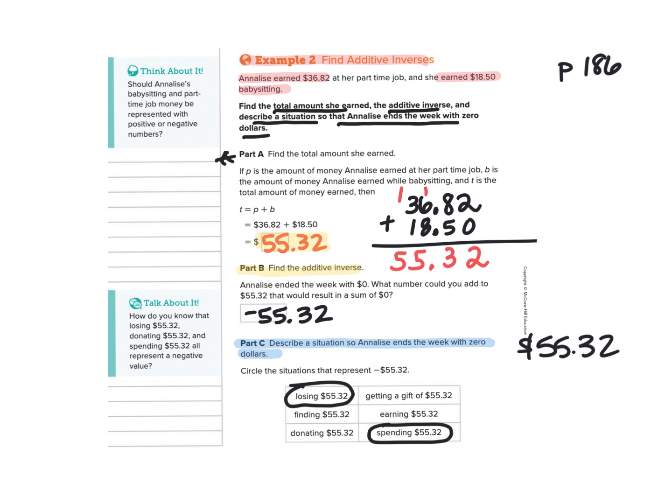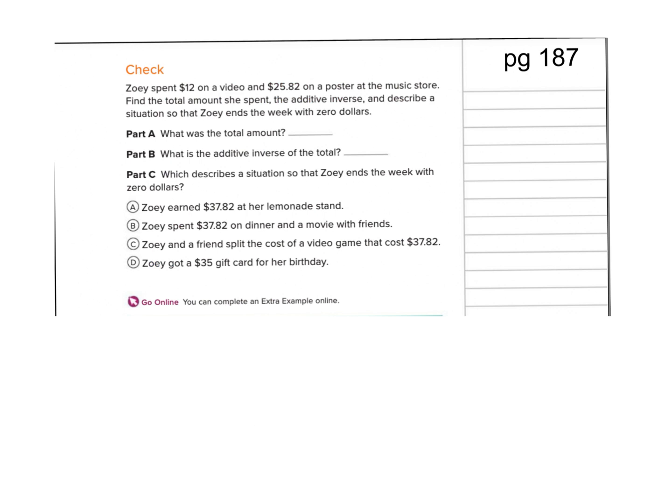If she donated it, she also would be getting rid of the money. Finding it would give her more money. Getting a gift would give her more money. Earning would give her more money. And so those three would be what she could do to end up with $0 for the week. All right, I would like you to pause the video and go to page 187 and try the check. I want you to try part A, B, and C without my help. When you're ready to see the answer, you may push play again.